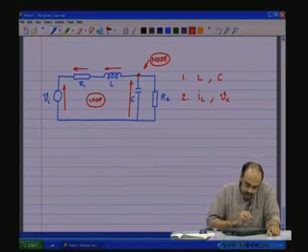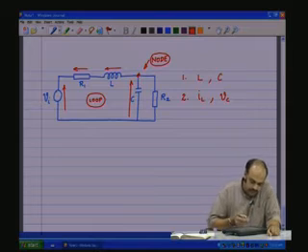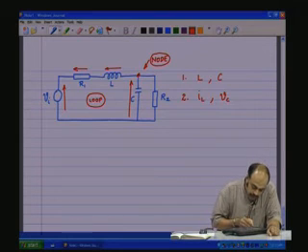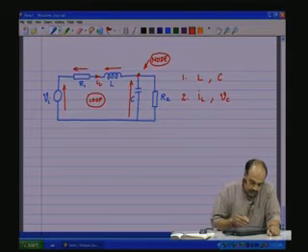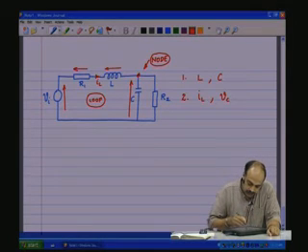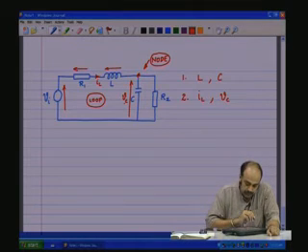Now, put these state variables, or mark these state variables, in the circuit. So, in the case of the inductor, the state variable is IL, and in the case of the capacitance, the state variable is Vc, the voltage across the capacitance.